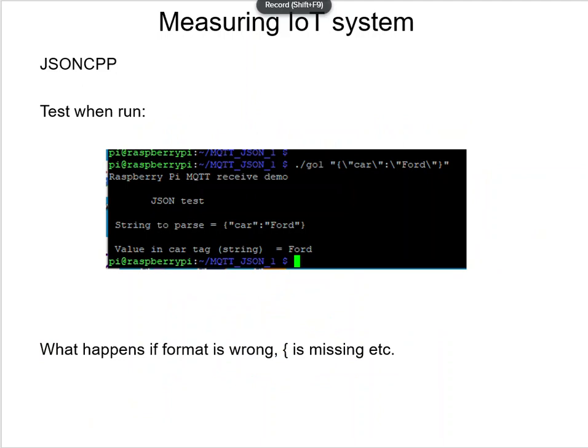Now let's try that. Is it working? So here I start my application, and here is the JSON string that I will give to my application. I'll give this car, and if I give Ford, it means that this is the string. Then the parser finds out that the value was a string, and it prints that it was a string, and it prints that message here.